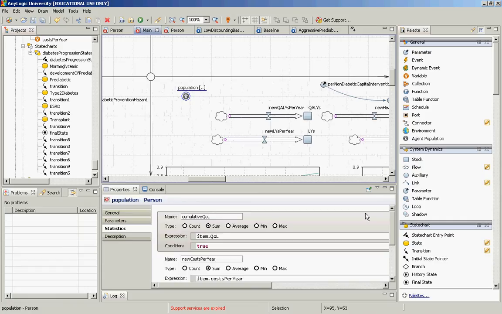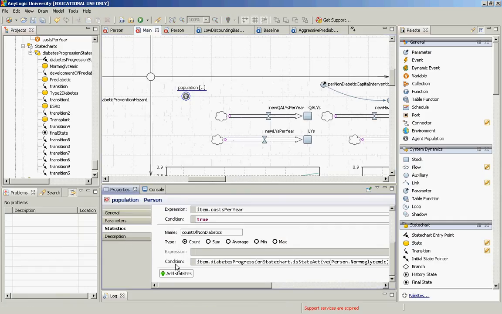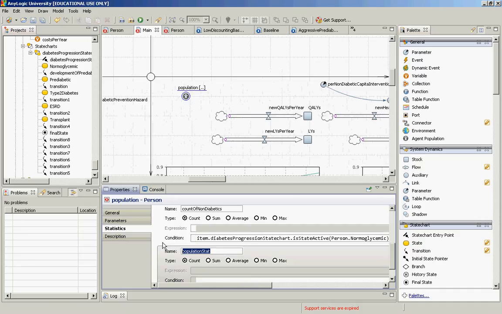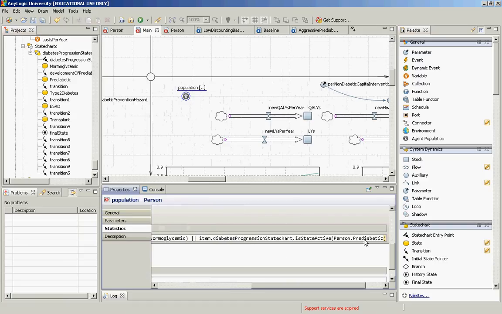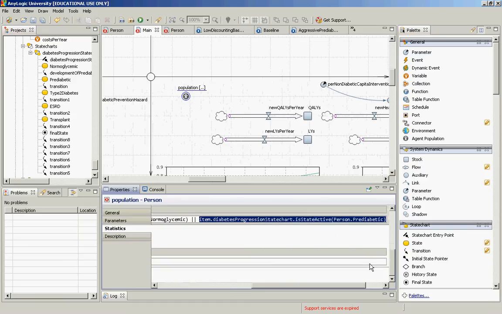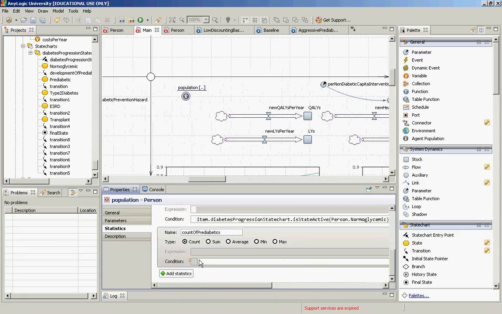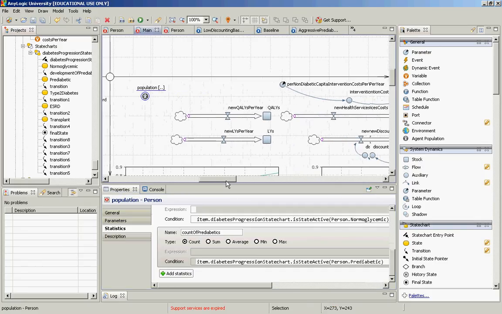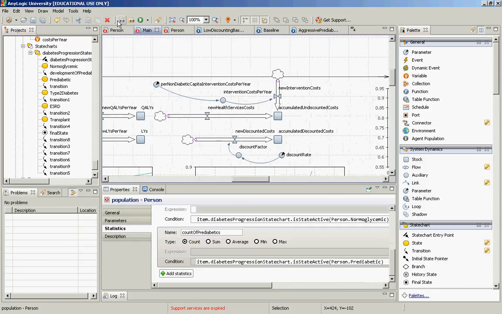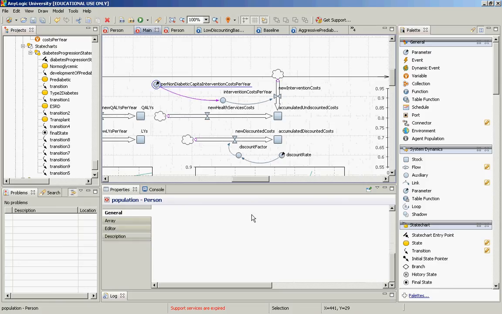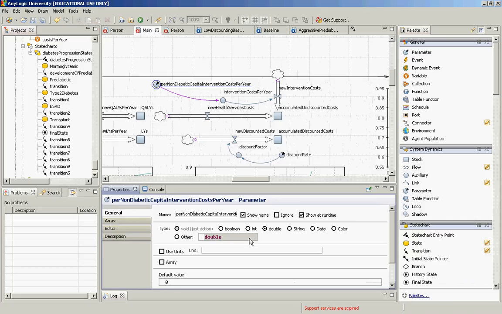So here we have a count of non-diabetics. Then we have a count of pre-diabetics. And how do we tell if a person is pre-diabetic? Well, it's just the same criteria we used earlier, so we can actually reuse this criteria. Again, this doesn't scale very well once you start doing things. We're counting up the number of pre-diabetics. So we're going to have a cost per non-diabetic, so this is essentially per capita intervention screening costs per year. That's what we'll call it.